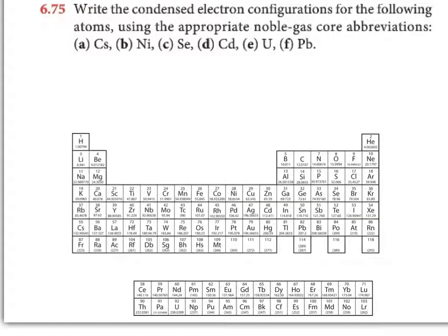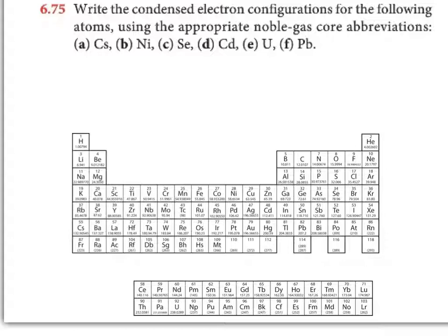So since we're able to use the noble gas core abbreviations, that's really the first thing I would look for. I'm going to identify where that element is, and try to figure out the closest noble gas without going over. So like Price is Right rule. What's the noble gas that has not more electrons, but just underneath?